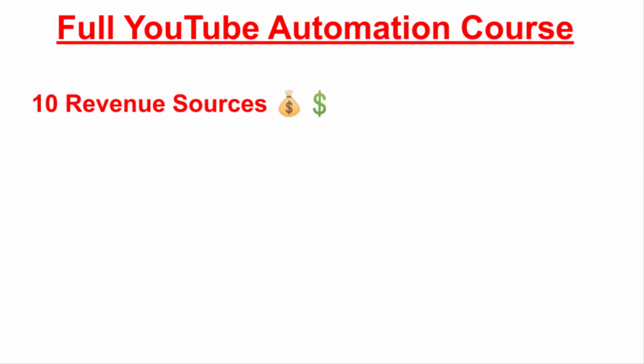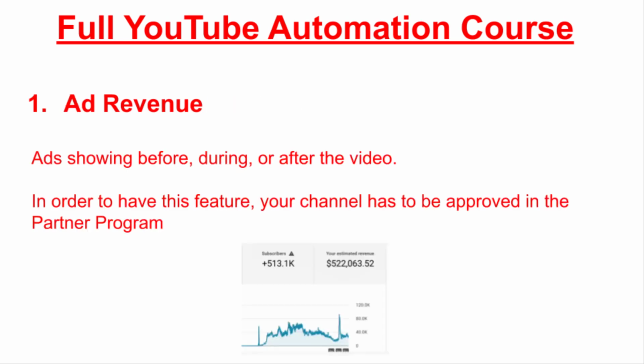Now here comes a bit more fun part. Right now we will be talking about 10 different revenue sources when it comes to YouTube automation. So over 10 different ways that you can make money off of your channel without showing your face and without making videos. The number 1 revenue source is obviously ad revenue.